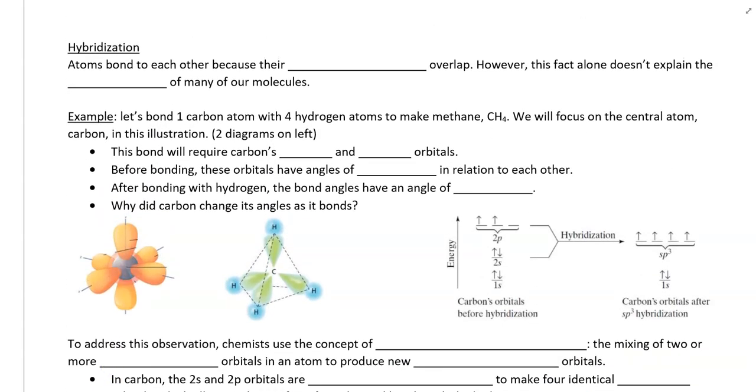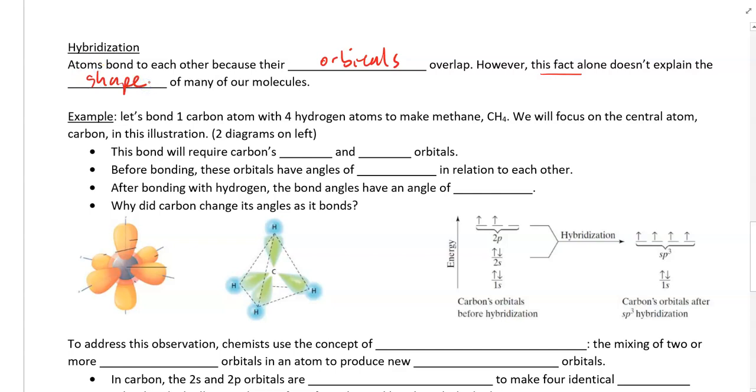Hybridization. Now, hybridization, you may recognize the word hybrid, hybridizing. So hybrids are basically kind of a mix of two different things. In this case, what are we mixing? Let's find out. Atoms bond to each other because their orbitals overlap. Remember, these are those regions where electrons are located. Orbitals of one atom and orbitals of another atom will overlap to form a bond. However, this fact alone, just that overlapping, doesn't explain the shape of any of our molecules.